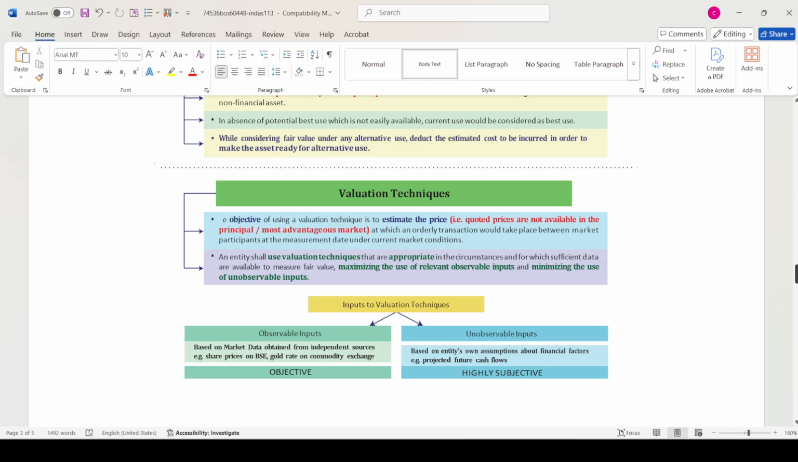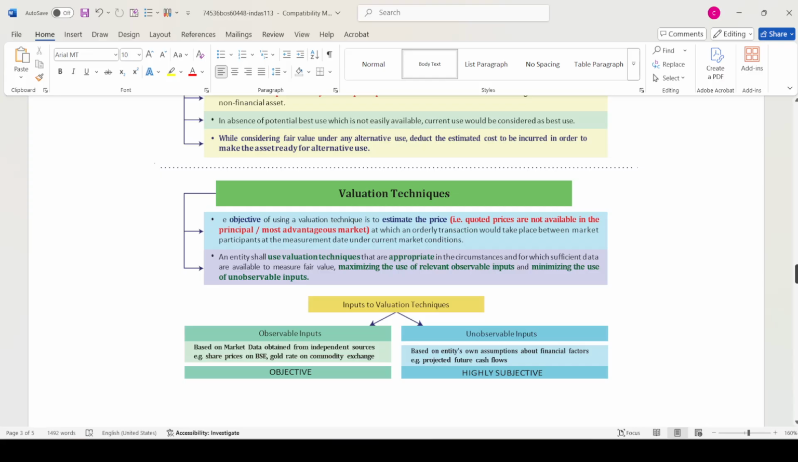There are many approaches like the discounted cash flow method and Gordon's formula, using valuation techniques to determine the value of an asset. If nothing is there, what does the standard say? If there are observable inputs, use them. If there are no observable inputs, then go for unobservable inputs. The objective of using the valuation technique is to estimate the price.